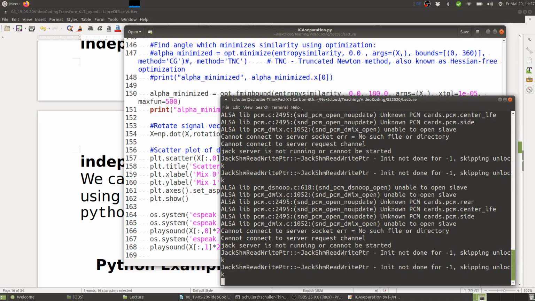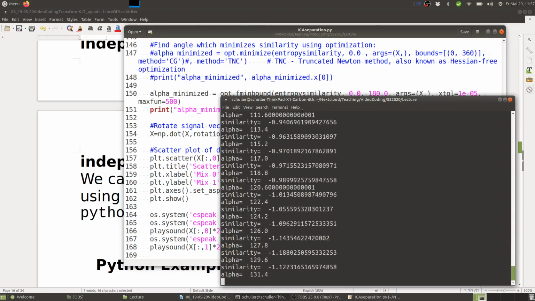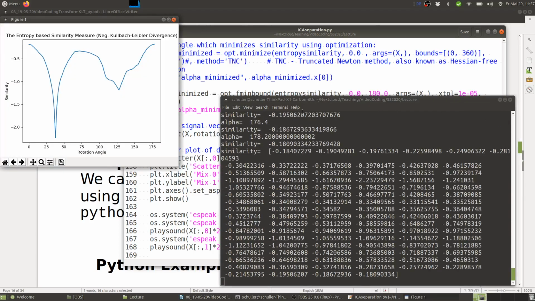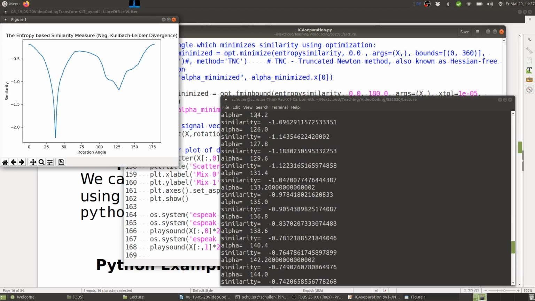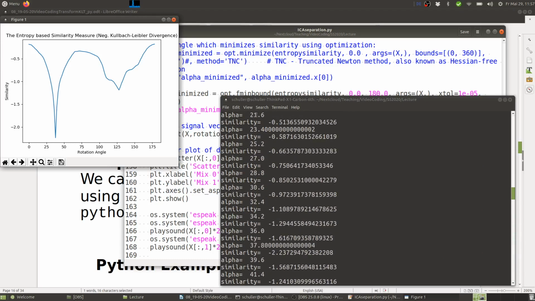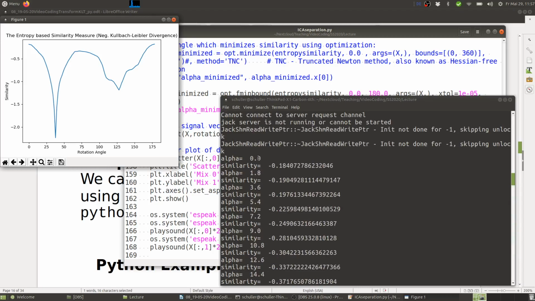Yeah, so you could clearly hear they sound pretty much the same, right? So now I tried different angles. Here you can see those angles, right? I'm going from 0, here angle 0, up to 180 degrees, and this is the similarity measure. This is the mutual entropy here. And I want to minimize it.